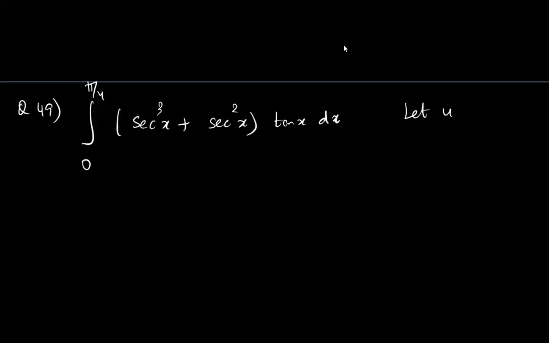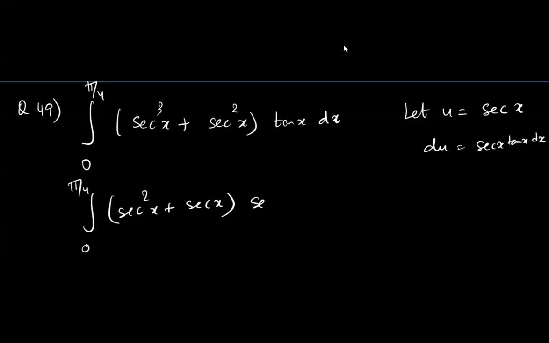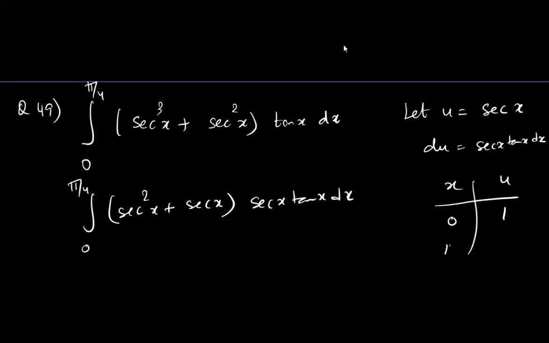So here again, my u is secant theta, or secant x. My du will be secant x tan x. So this original problem can be written as secant squared x plus secant x times secant x tan x. Then I substitute between x and u. When x is 0, secant 0 is 1. When x is pi over 4, it is root 2.